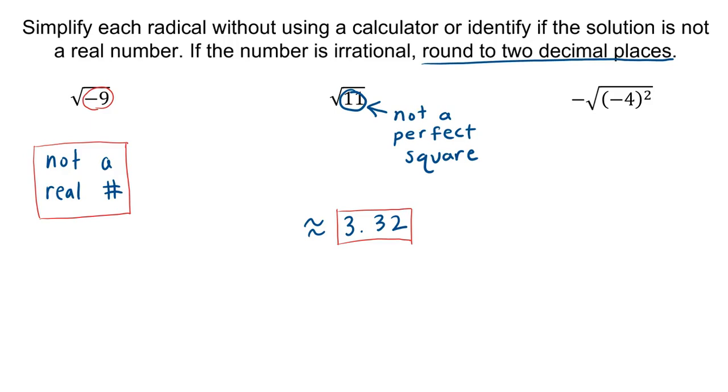Again, we're asked to find the negative square root of the quantity -4 squared. Well, I've got to figure out what -4 squared is before I can find the negative square root of that. Well, -4 squared is -4 times -4, which is a positive 16. So I need the negative square root of 16. Well, that is -16.